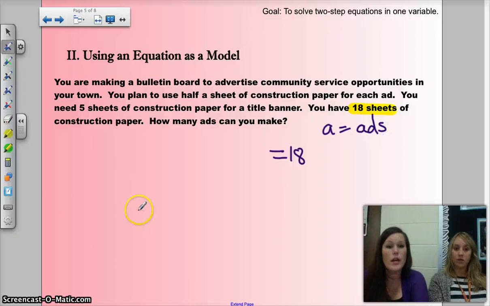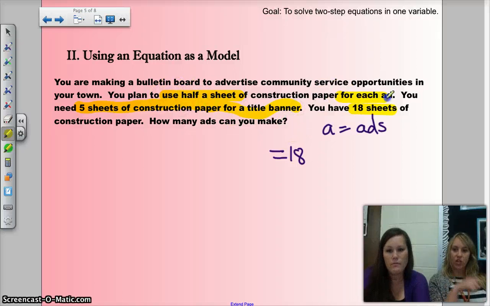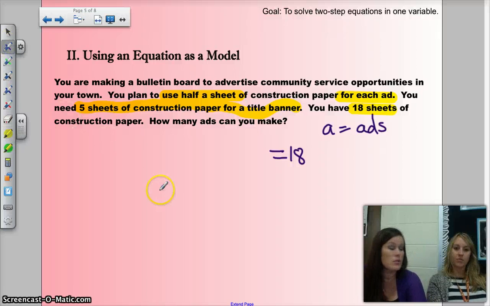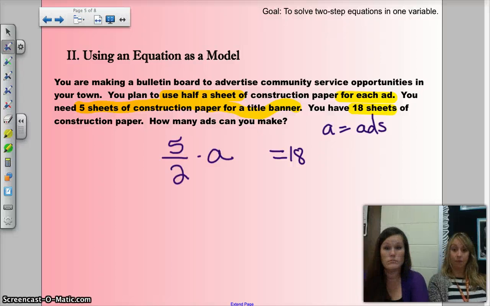Okay. So the other number I see in here is you need 5 sheets of construction paper for a title banner. And I also use half a sheet for each ad. So that tells me I'm taking my papers and dividing them in 2, right? So I would do 5 over 2 times ads, right? Now, why did I do 5 divided by 2? I've got 5 sheets total, and I'm dividing them by 2 because I'm using half a sheet.